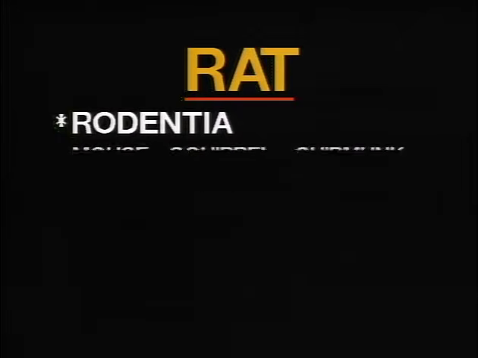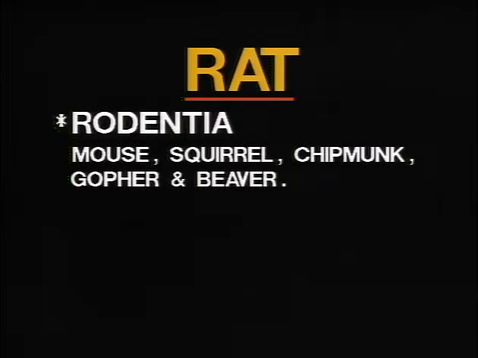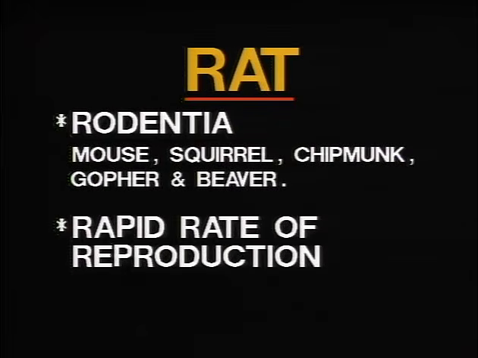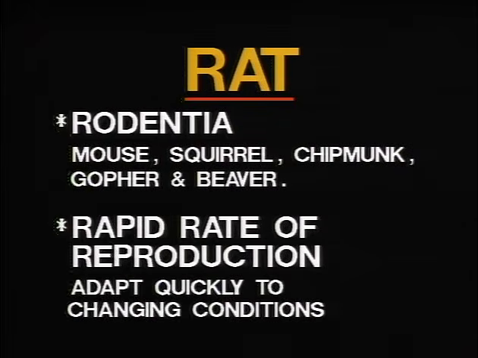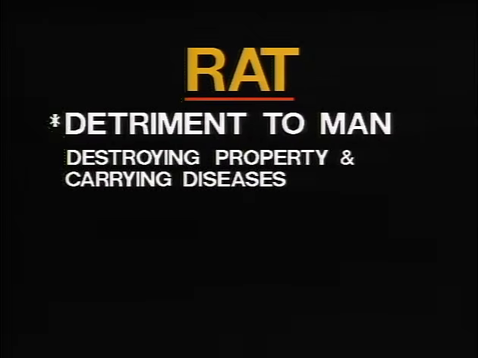The rat is of the order Rodentia, which also includes the mouse, squirrel, chipmunk, gopher, and beaver. These rodents are the most successful group of mammals, outnumbering all other mammals combined. They have a rapid rate of reproduction, which enables them to occupy new areas and adapt quickly to changing conditions. Rats can be a detriment to man by destroying property and carrying diseases.